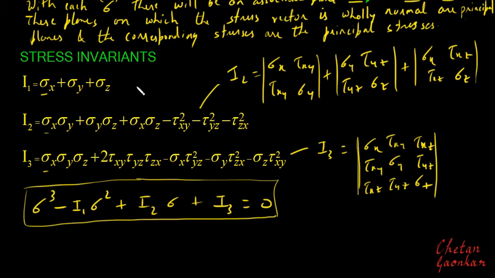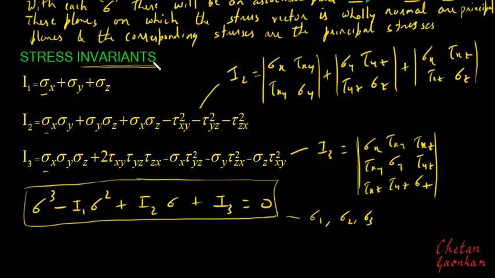And once we get the values of I1, I2, I3, I can use this cubic equation to find the three roots, which will give us the principal stresses sigma 1, sigma 2, and sigma 3. All right. So we have understood how to make use of these stress invariants, but actually what do we mean by stress invariants? The stresses we know already, but what do we mean by this term invariant?